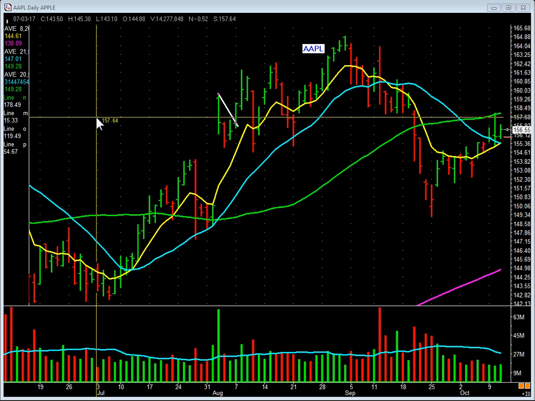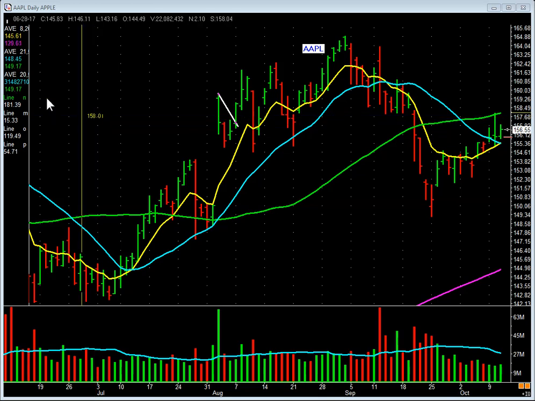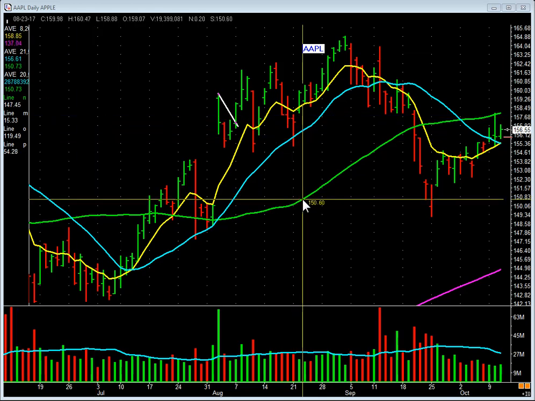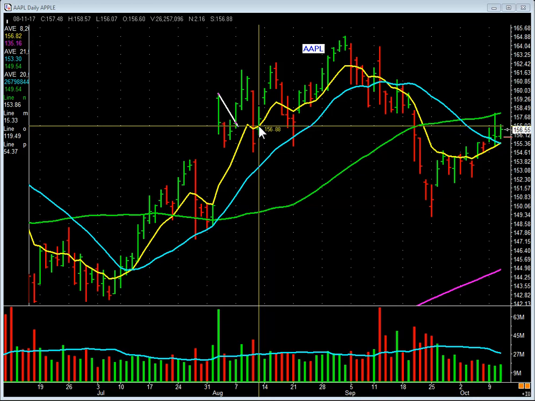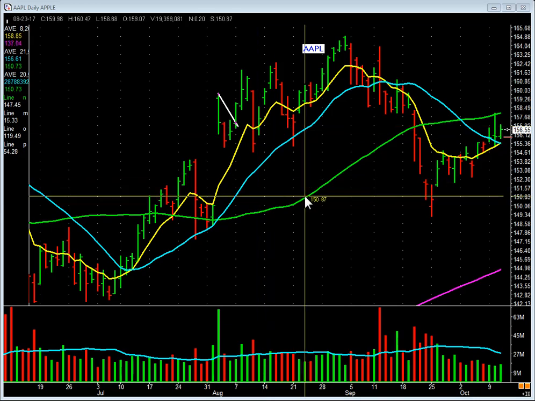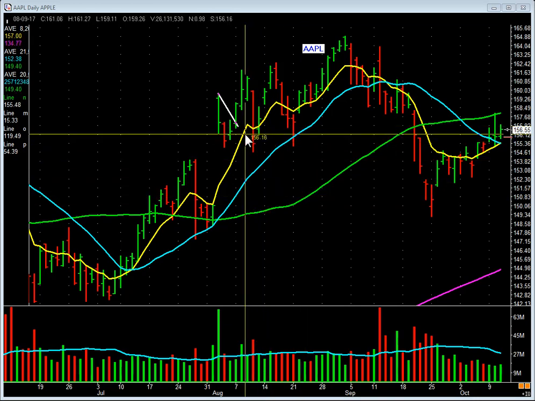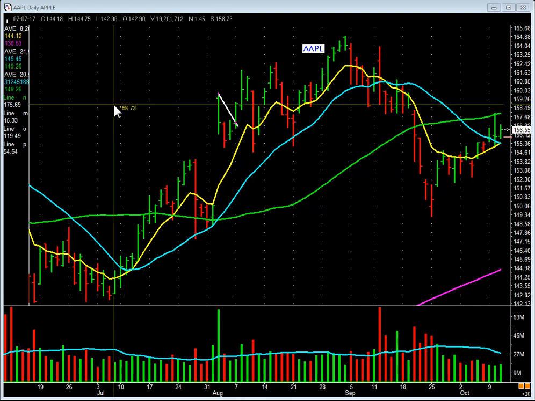For years, I used the 10-period simple moving average as one of my moving averages. On this chart, we're looking at Apple. This is the 50, this is the 20, and this is the 8 EMA. I used to have the 50, the 20, and the 10 simple, all simple.